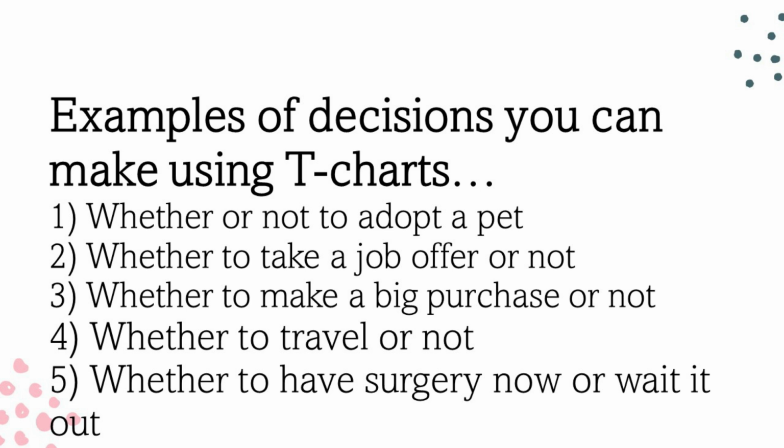T-charts are awesome for people who are more like perfectionists. They have a hard time making decisions because they don't want to fail, because then they can look at the pros and the cons on paper in a physical realm and decide if they're going to do it or not. Are the pros outweighing the cons?